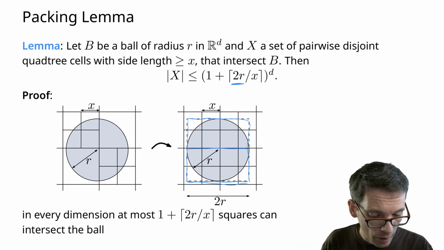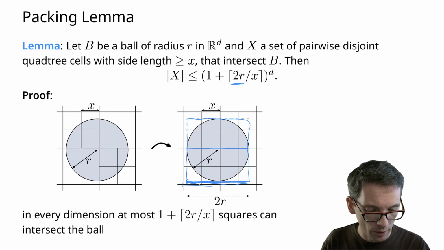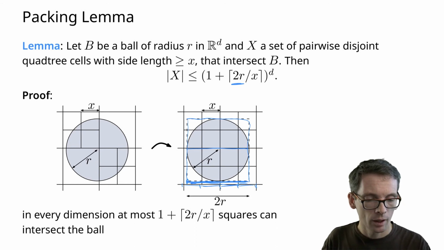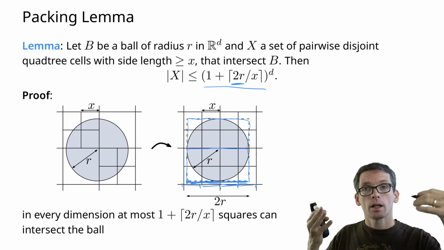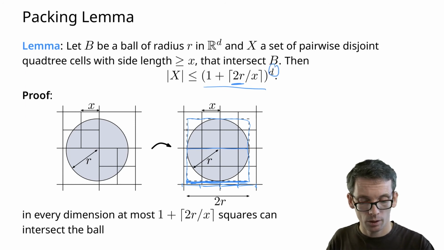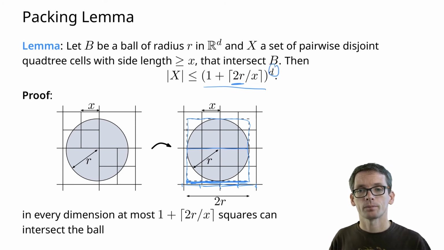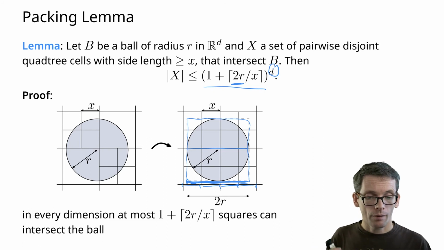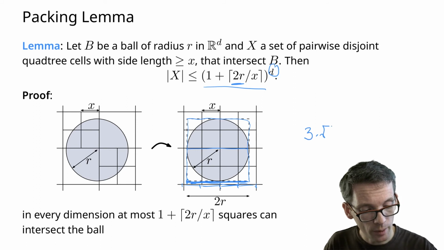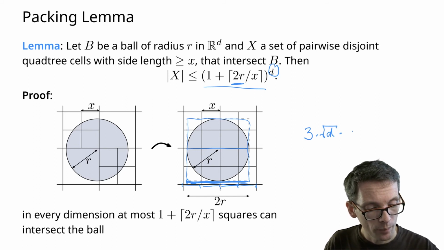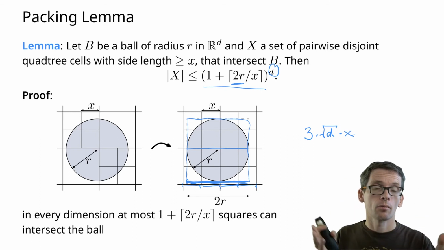I can look at this dimension by dimension. So how many in this direction, how many squares can I be intersecting? And this will exactly give me per dimension 1 plus 2r divided by x. And then I simply multiply this up by dimension, which gives me to the power d. And that now applied to our setting. So in our setting we were looking at this 3 times square root of d times x sized ball.